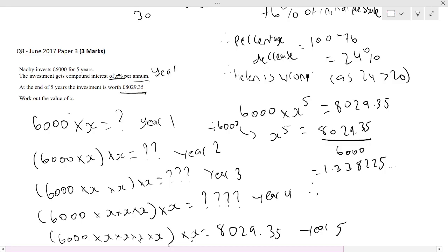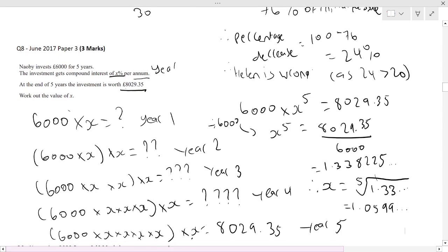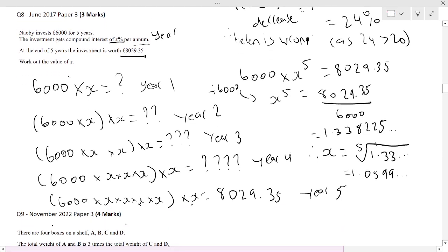So therefore, if that's the 5th power, we're going to need to do the 5th root, okay? So it's the 5th root of 1.33, what we just had. Then we put that into the calculator, and you get this number here. x is 1.0599, and so on. Okay, so that's our multiplier. That's not our percentage, though. I should have used a different letter, actually. I should have used y. Oh well, but that's our multiplier.